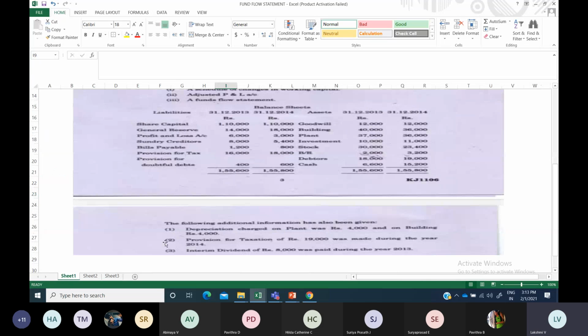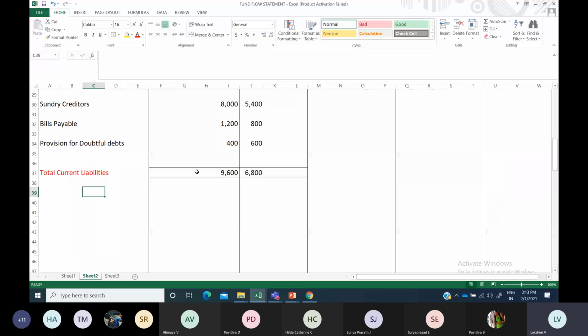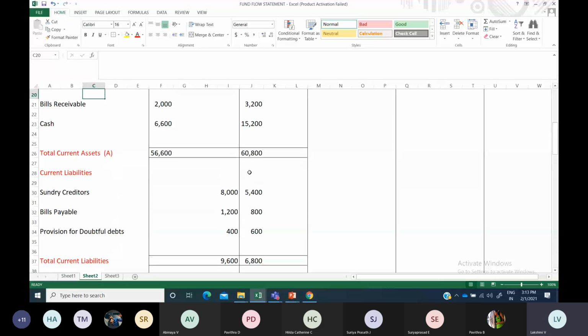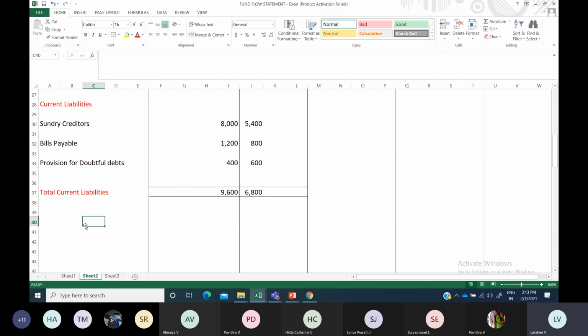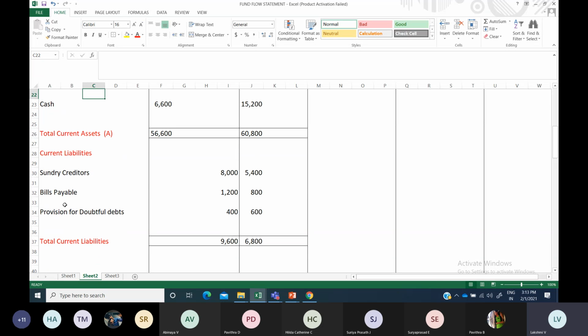And then we have finished every current asset, current liabilities, everything we finished. Okay, so from this you can find out working capital, and then you can move to increase decrease also. So current assets is considered as A, and current liabilities you can consider as B.